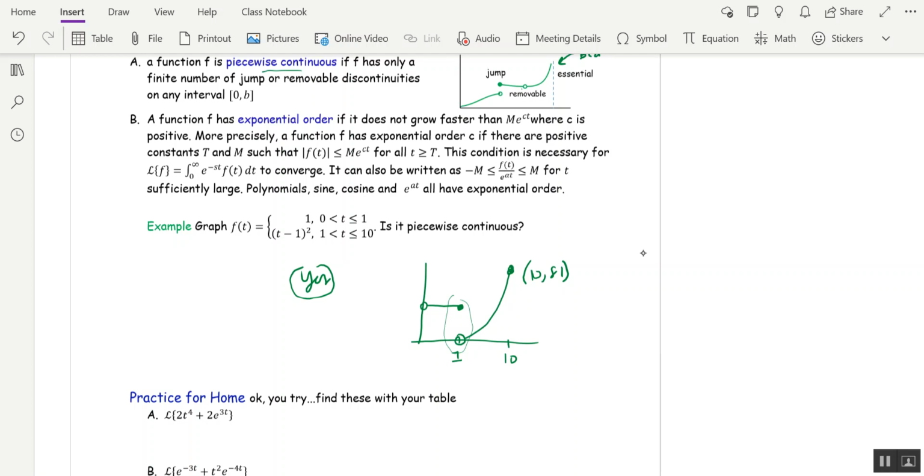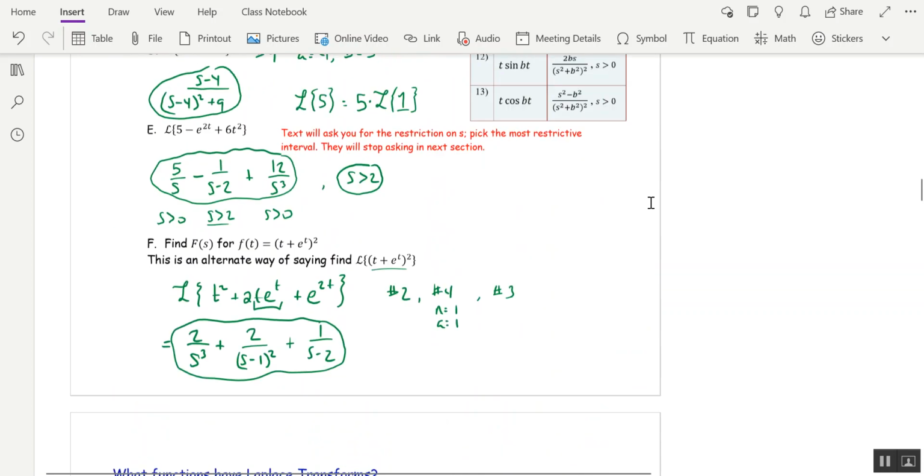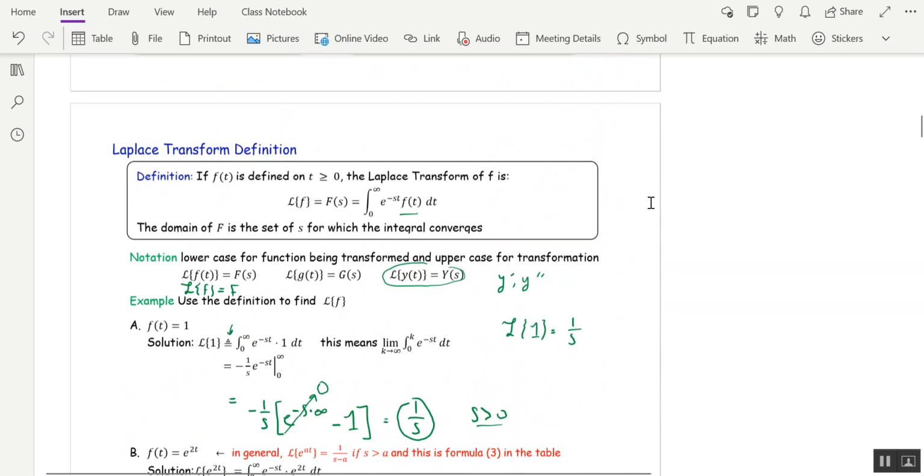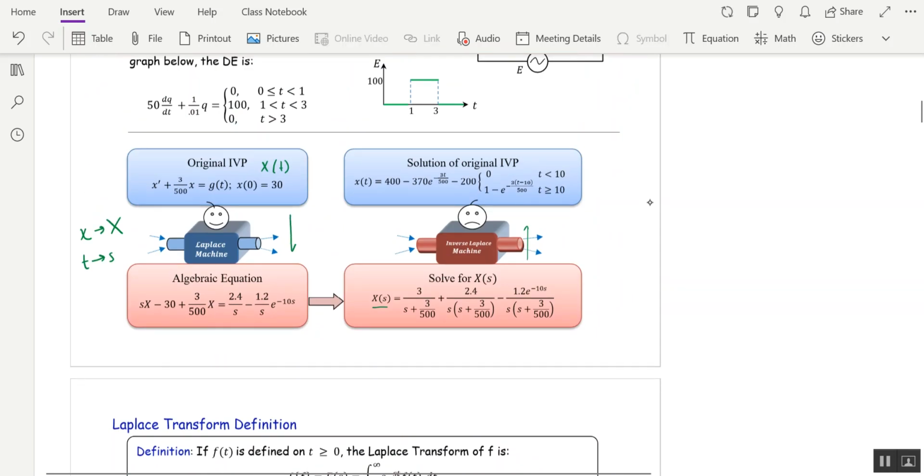All right, so I'm going to let you loose. Next time we'll talk about using the inverse Laplace machine. So today we're practicing going in this direction. Then we want to learn how to go in this direction. Then we'll put it all together to make the big loop and solve differential equations.